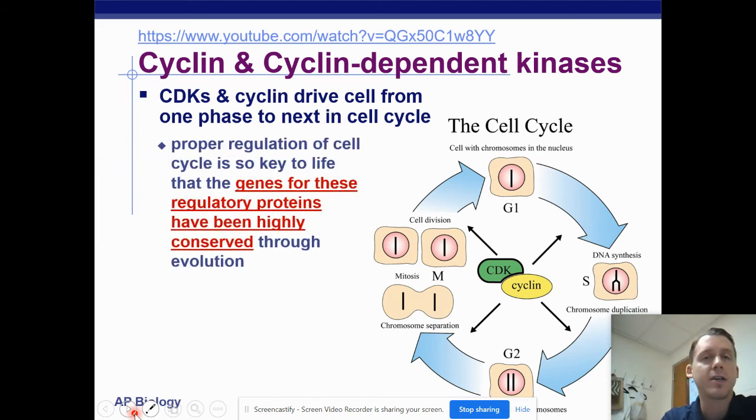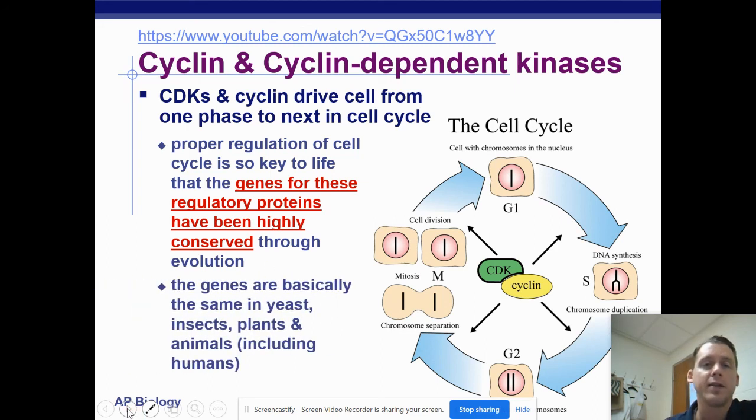Proper regulation of the cell cycle is key, so the genes for these regulatory proteins have been highly conserved. We've talked about this before. What does that mean? Highly conserved means that it hasn't changed much over time. This means that us and things that are very unrelated to us have similar mitosis promoting factors. This means that they are very effective in doing their job. Evolution has kept them around. So that's an important point to remember.